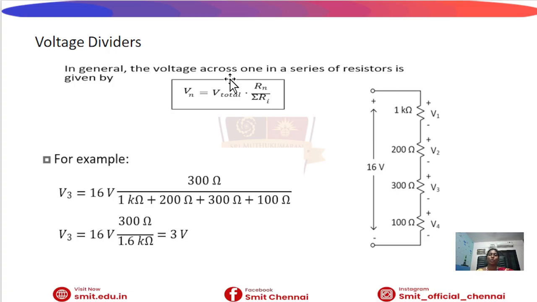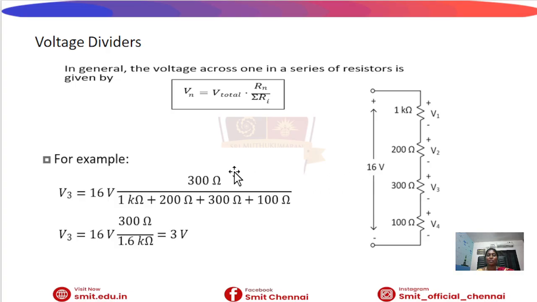In general, we find the voltage across one resistor in a series. We have series resistors R1, R2, R3 and R4, and we have to find V1, V2, V3, V4. Here we have to find V3 itself. So how do we find it? What is the source voltage? Here the source voltage is 16. The formula is the source voltage into the respective resistor, divided by the sum of all the resistors. So for V3, we take the resistor value as 300.